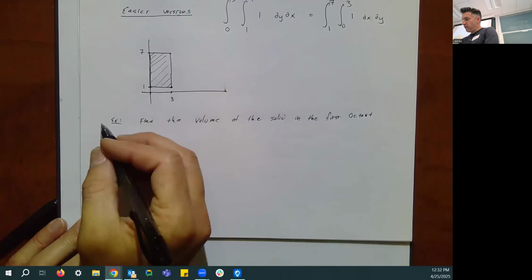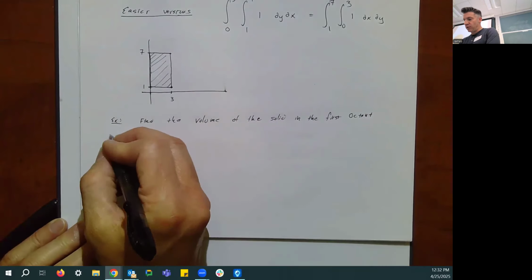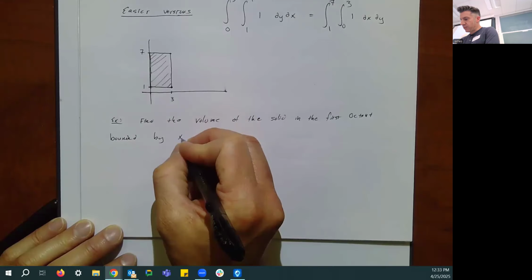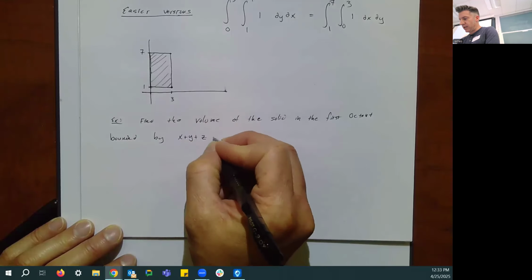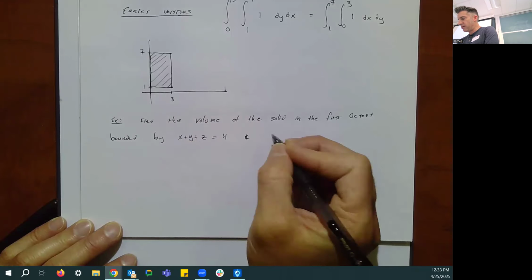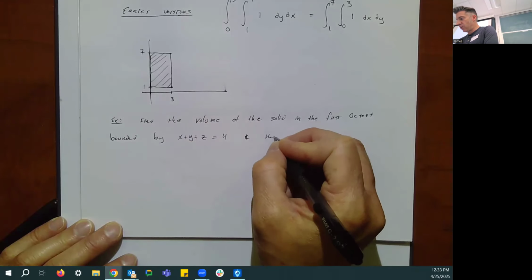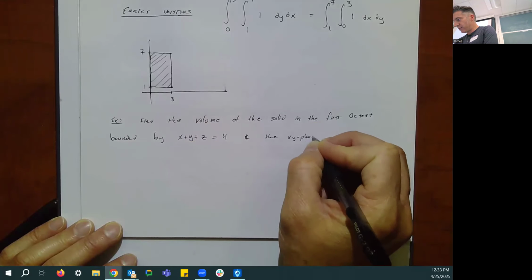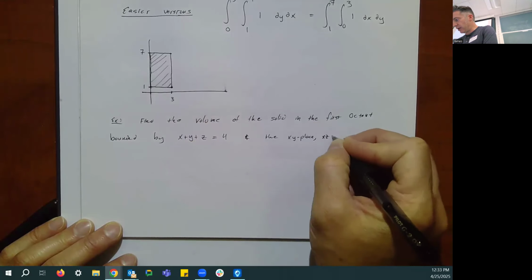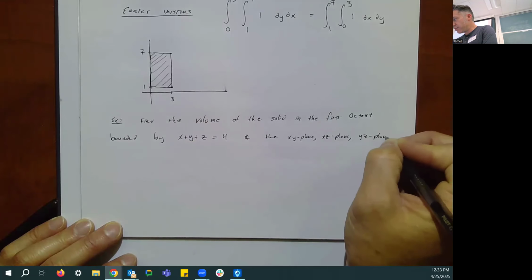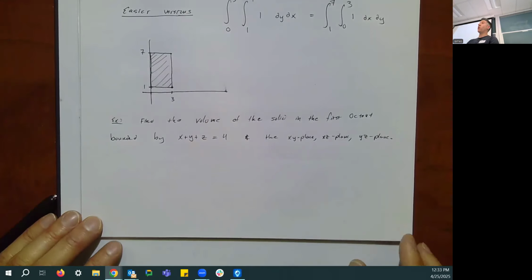So find the volume of the solid in the first octant bounded by x plus y plus z equal to 4 and the coordinate planes, the XY plane, the XZ plane, and the YZ plane. So let's draw a question.